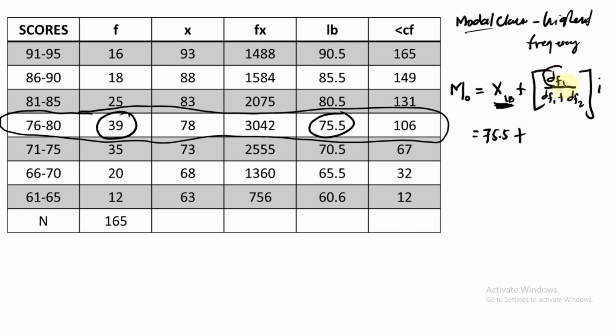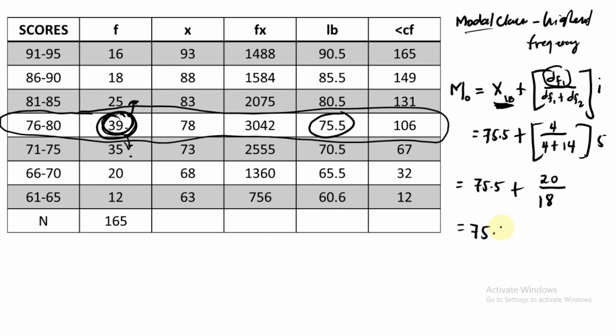75.5 plus d sub 1, that is the difference between the frequency of the modal class and the frequency below. So that is equivalent to 39 minus 35, that is 4, over 4 plus df sub 2, that is 39 minus 25. So that is 14, times 5. Then simplify, 75.5 plus 4 times 5, that's 20 over 18. So 75.5 plus 20 divided by 18, that is 1.11. Then add natin, that is equivalent to 76.61. So ito na yung value ng mode.